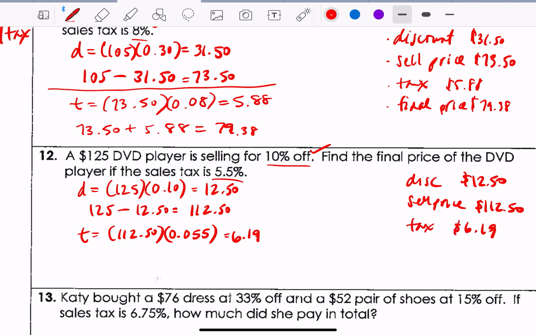So what's my final price? I'm going to take my $112.50, add my tax, and I get $118.69. So the final price for this item, once I pay the tax, is $118.69. That was the second half of the problem.